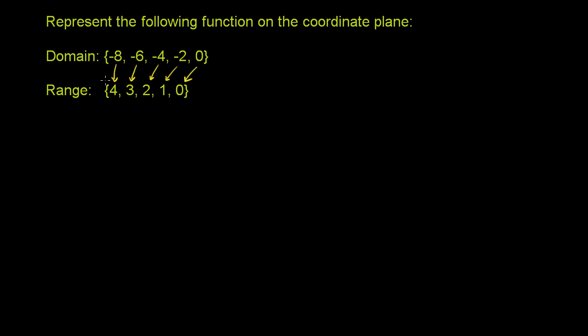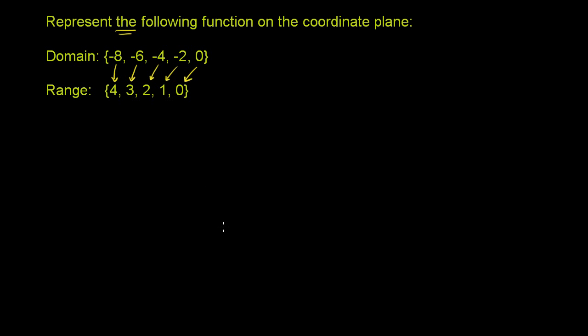Because you could have another function with this exact same domain and this exact same range where the mapping is different, where -8 maps to 3 and -6 maps to 4. So this domain and this range could be for many different functions. But when they say represent the following function, I'm assuming that they want us to assume that the pairing is in order. So let's just graph this function, or represent it using their terminology.